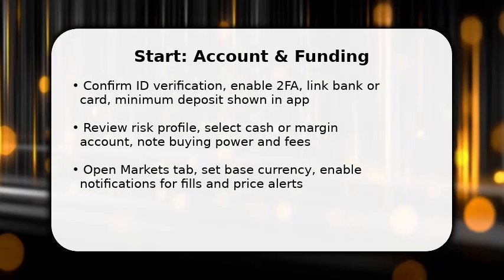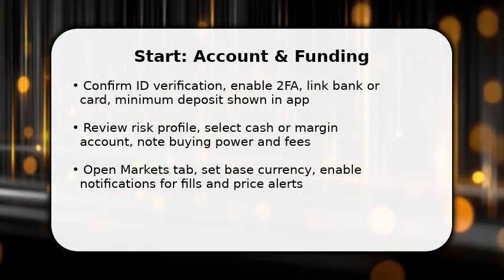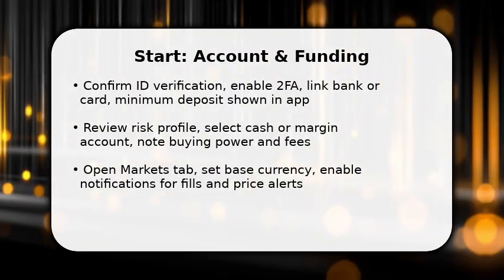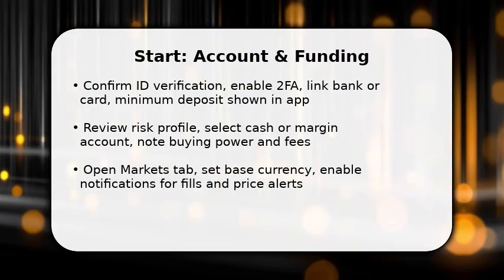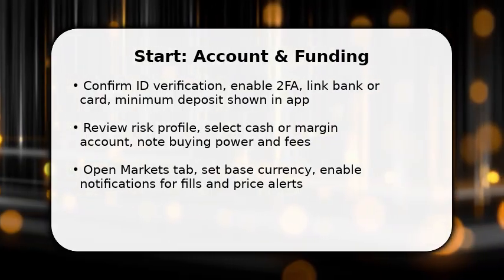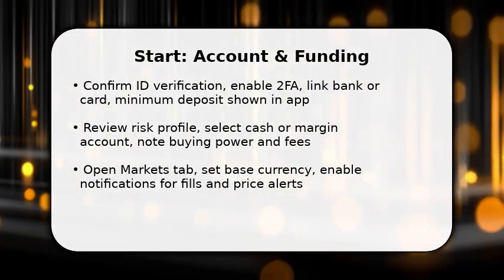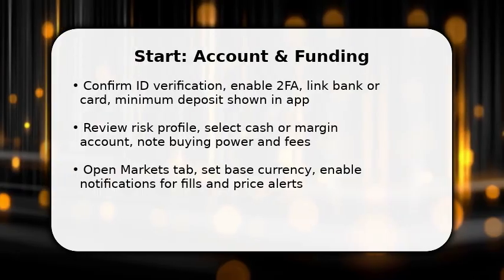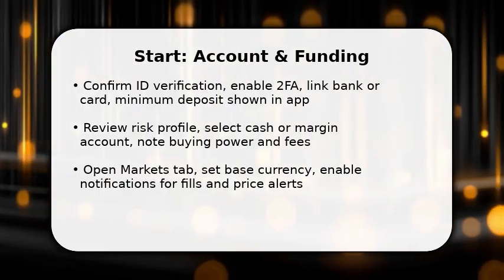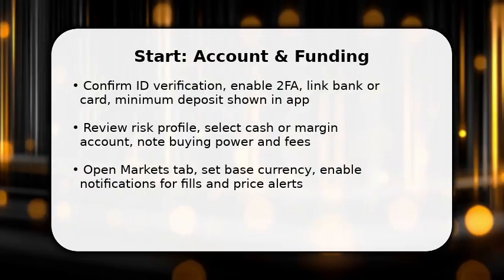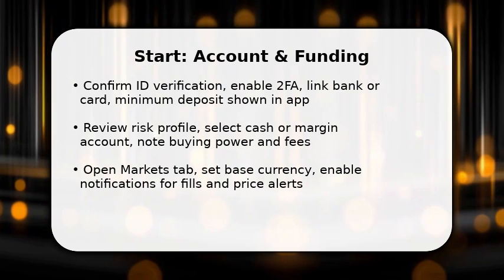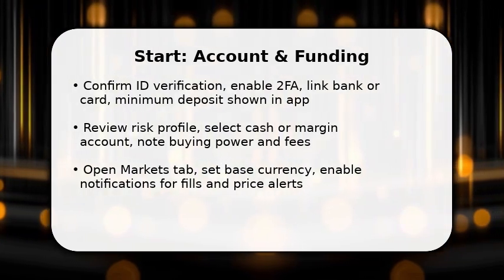Enjoy the video. You're ready to begin. Complete ID verification and enable two-factor authentication so your account can trade securely. Next, link your bank or card and deposit the minimum shown. This unlocks buying power. While you wait for funds to settle, set your account type, cash versus margin, and confirm fees and leverage options. Once done, open the Markets tab, set your base currency, and enable push notifications. That way you get trade fills and price alerts immediately and avoid missed execution windows.